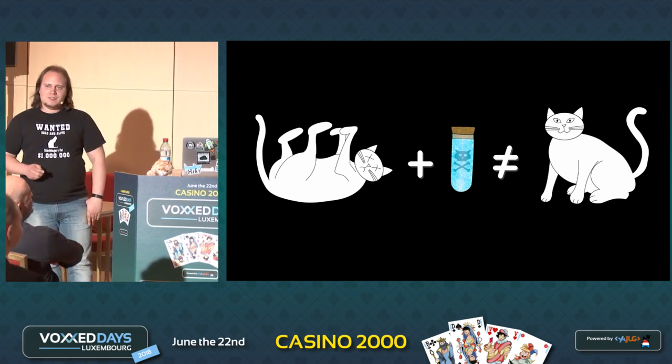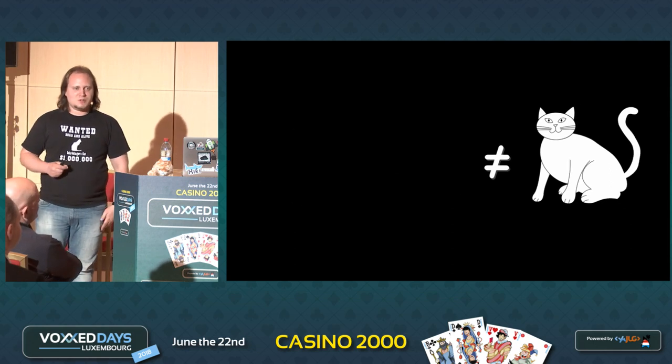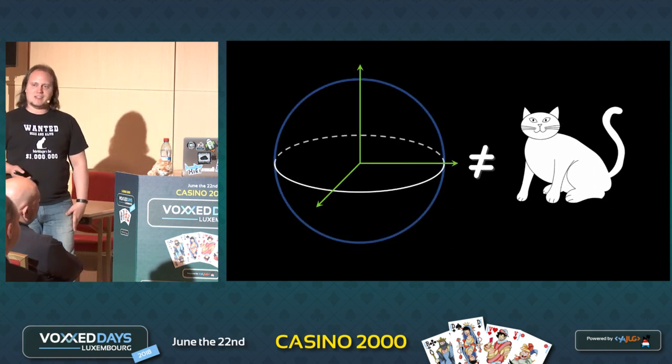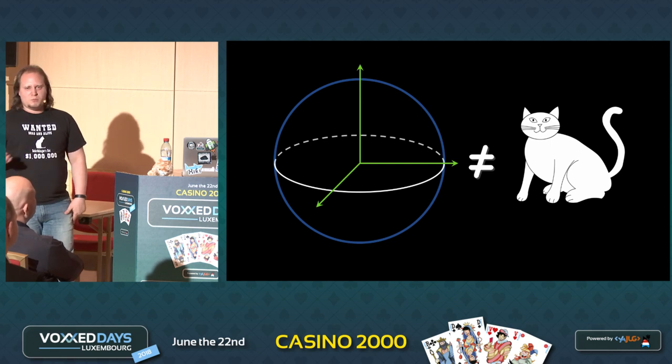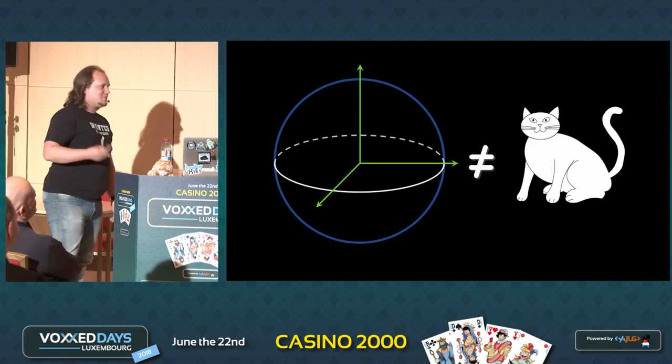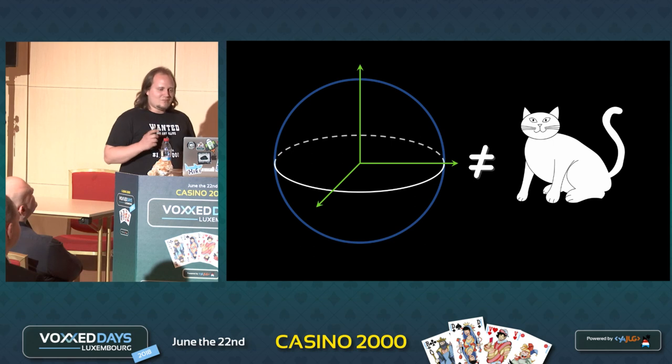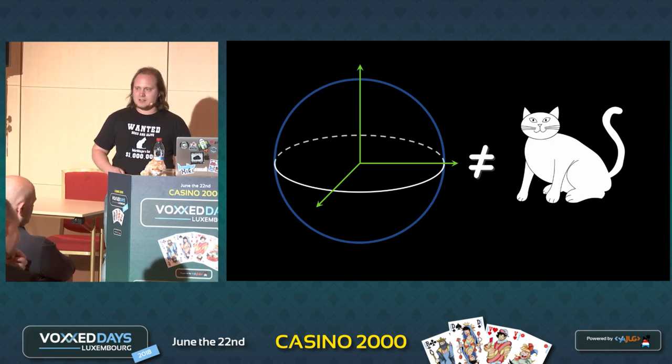Luckily, however, cats and quantum computers are different in that aspect. Well, not with poison, but you can reverse that thing. So we finally arrived at quantum computers.